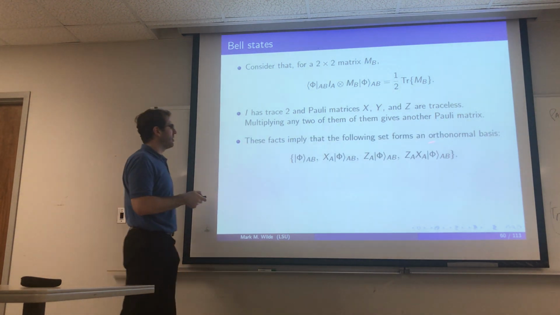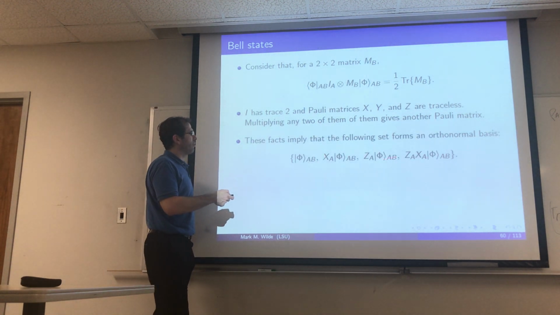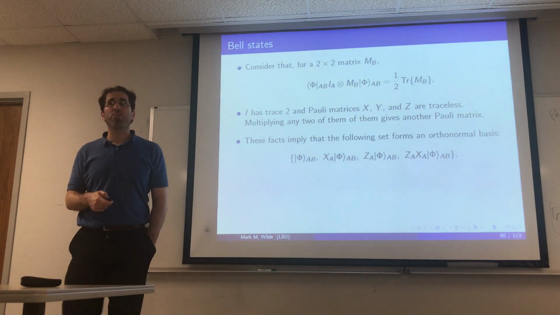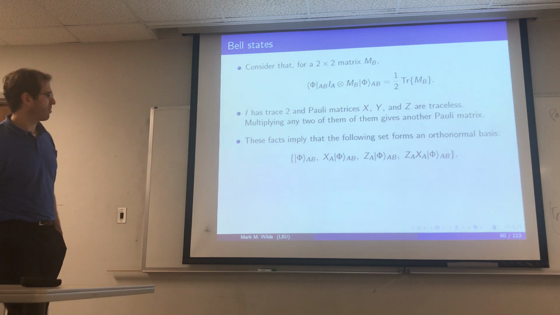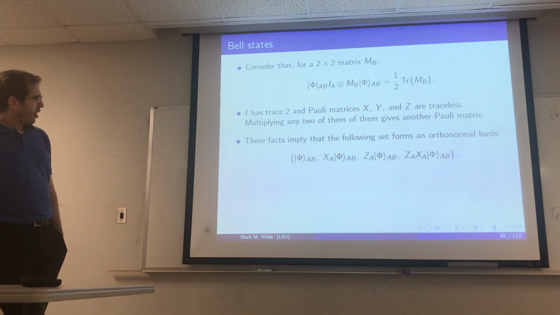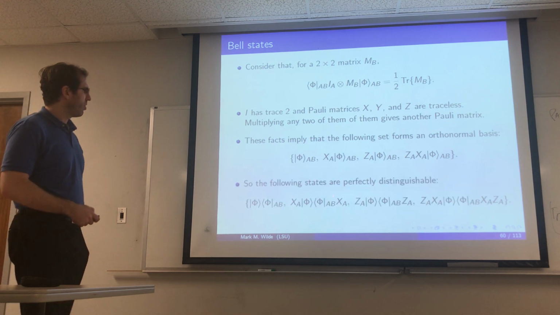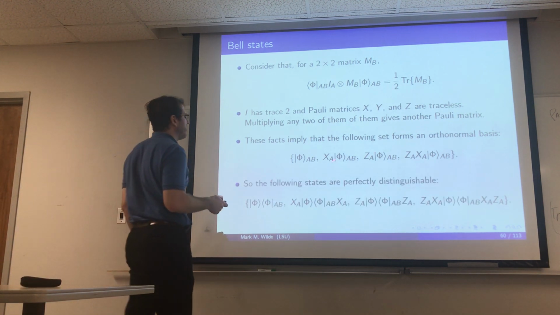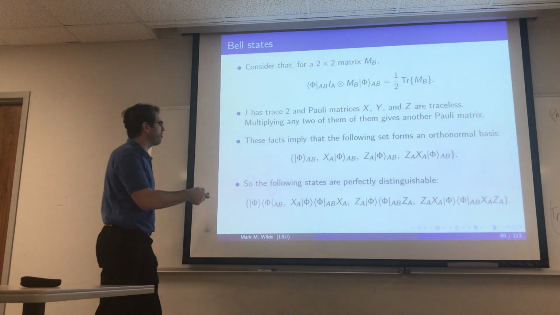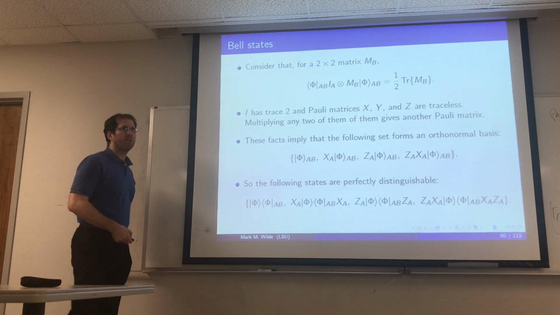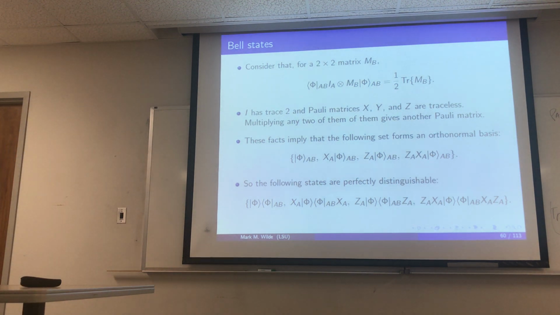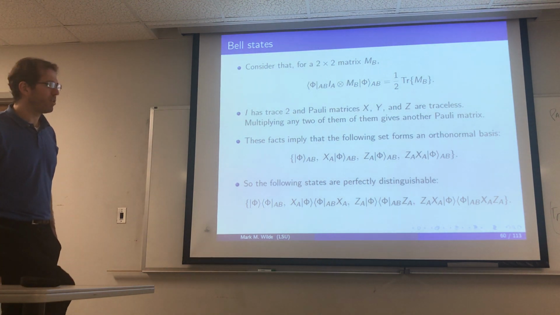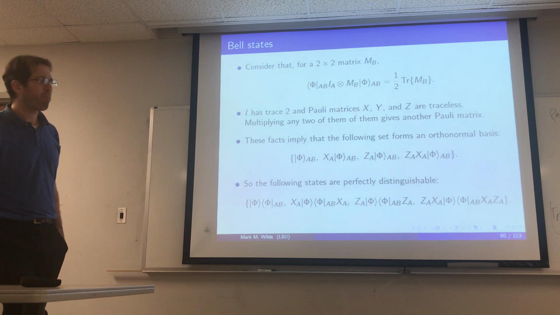So then what does that tell you? This set of states is an orthonormal basis for the state space of 2 qubits. Okay? So that's an important fact. And what does that mean? If we form the density operators corresponding to these vectors, they are orthogonal density operators. Okay? So then that means in principle they're distinguishable by some measurements.